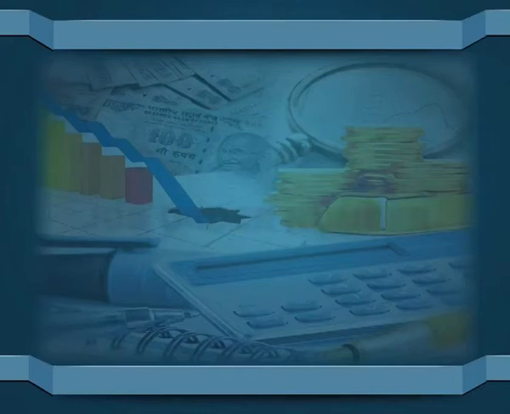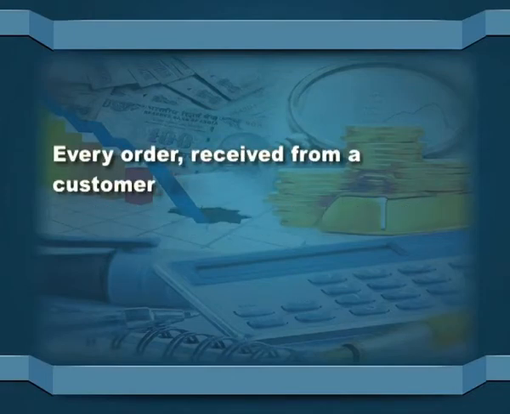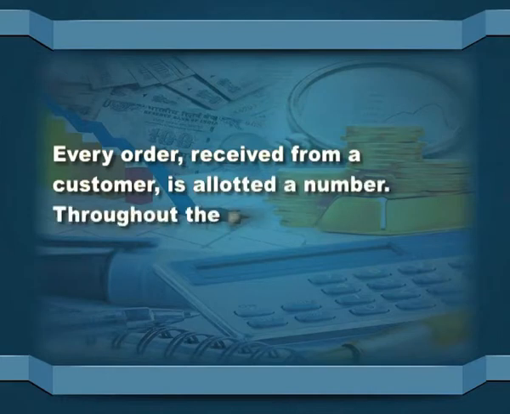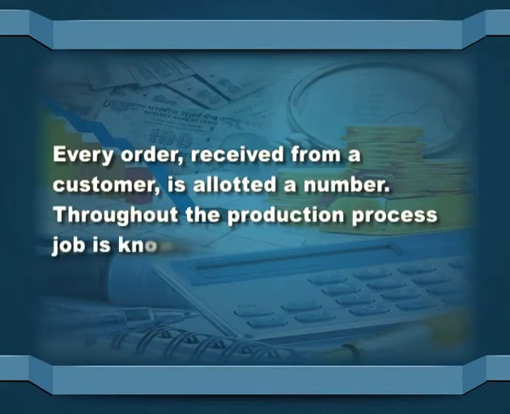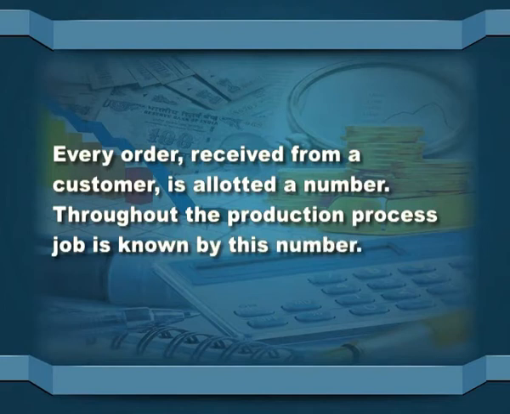The procedure for job costing involves a few steps. Number 1, job order number. Every order received from a customer is allotted a number. Throughout the production process, the job is known by this number.